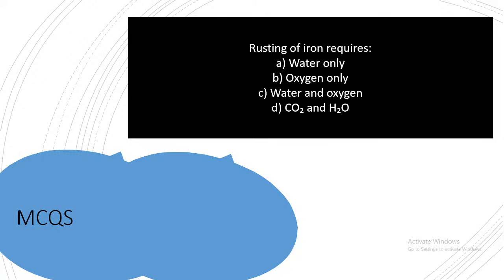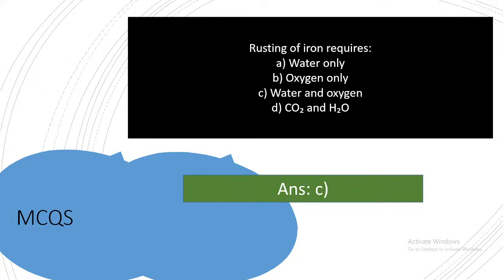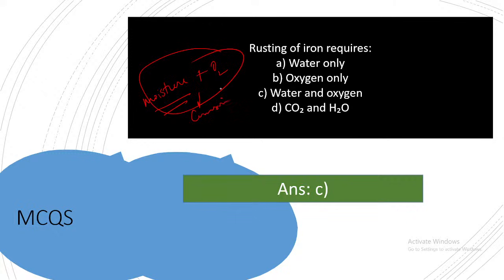Okay, let's see. Yes, C is the correct option. So it requires both moisture as well as oxygen. Corrosion occurs when oxygen is there along with moisture. In case of moisture, here water is written. If moisture is also written, then you need to select that one too. Water is nothing but moisture, plus oxygen is required for rusting or corrosion. These are the two criteria for rusting.